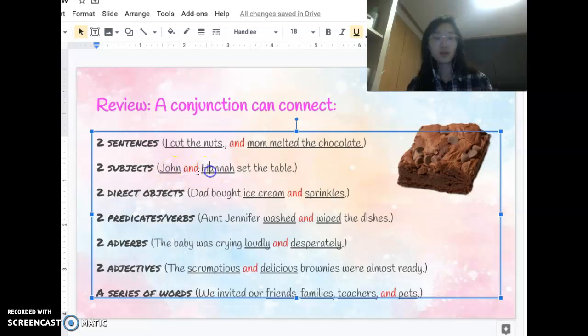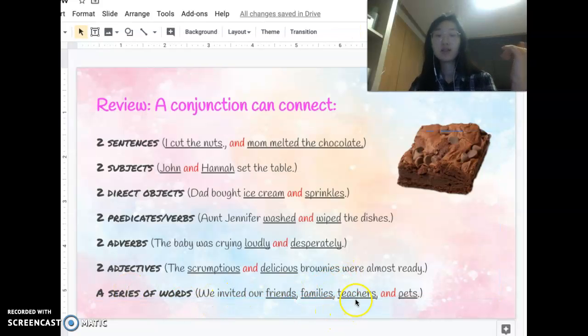Subject, as you already know, are the main words of the sentence, what it's about. Two subjects here. Direct object answers what and who after the verb. So, what did dad buy? Ice cream and sprinkles. Predicates are basically like verbs, washed and wiped. Adverbs, adjectives, we just talked about. And series of words is like a list. So we invited our friends, families, teachers, and pets.